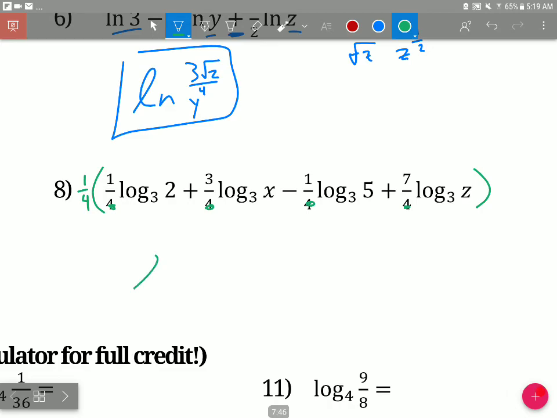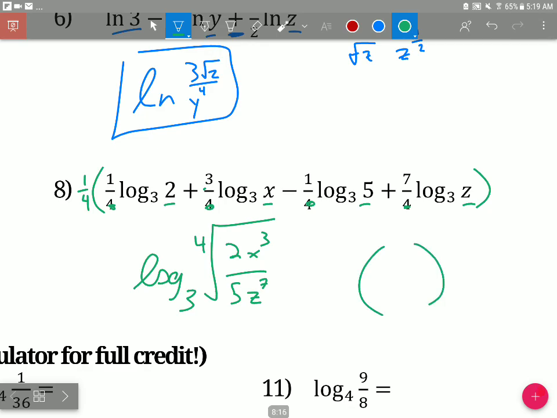So I've got log base 3 of the 2 on top. The x to the 3rd is on top. The 5 is on bottom. And the z to the 7th is on bottom. Okay? So that's that part. Now the whole thing has that 1/4 out front, so we have to make that an exponent. So the whole thing is to the 4th root, or the whole thing is to the 1/4. Remember, if you're condensing, we really don't care which way you go. That's fine. But when you're expanding, you have to recognize that. Cool?